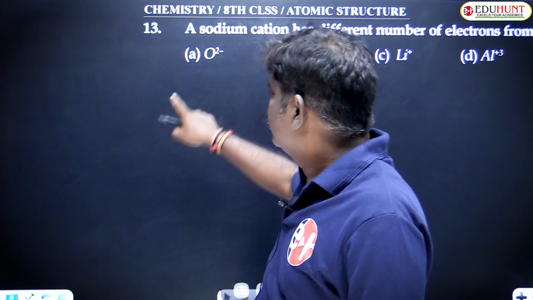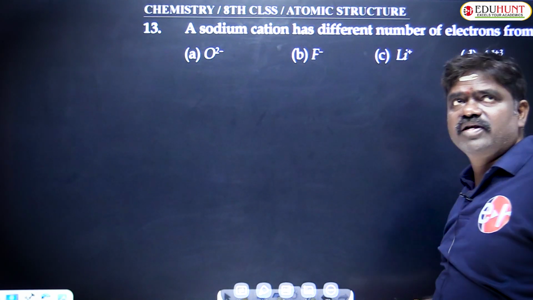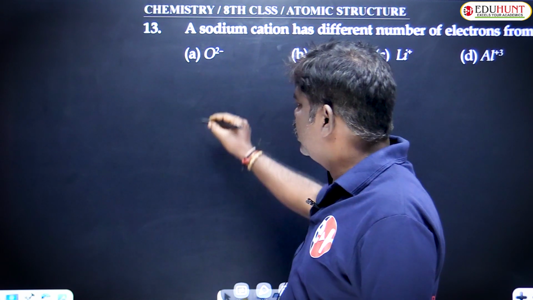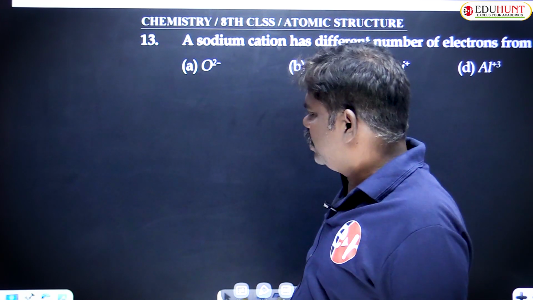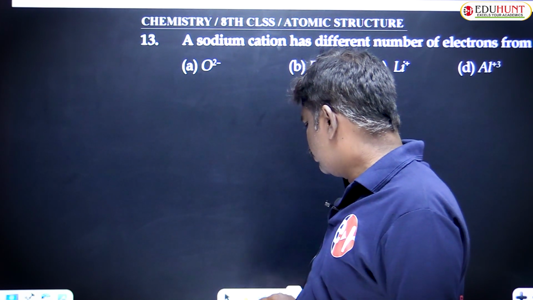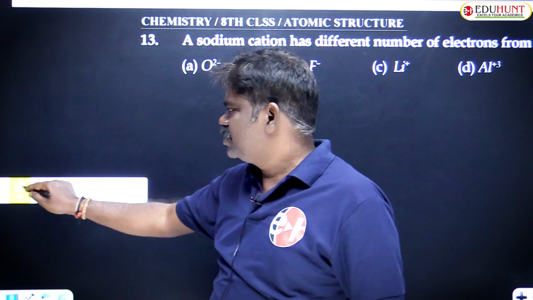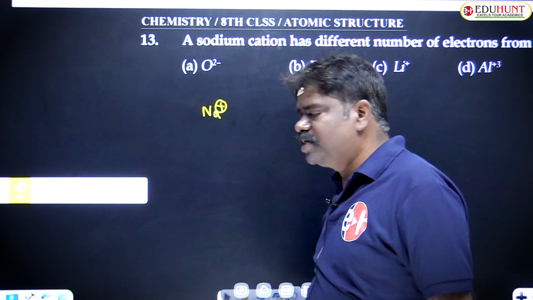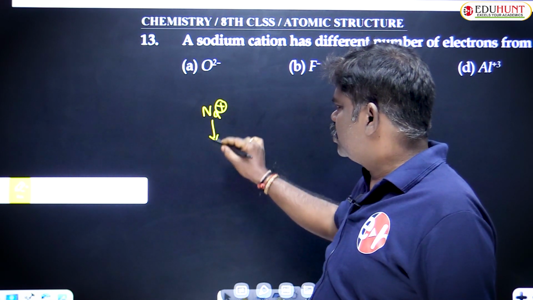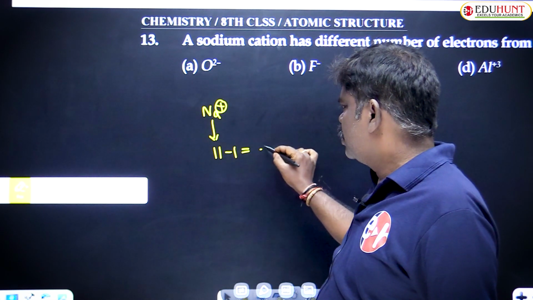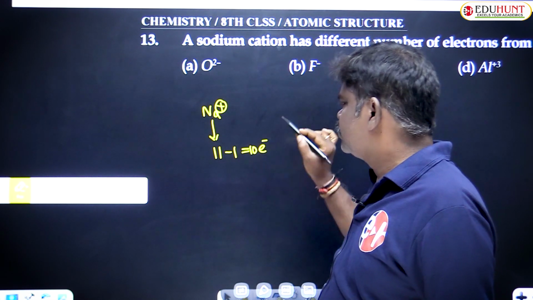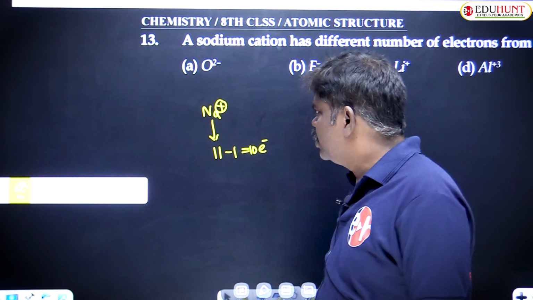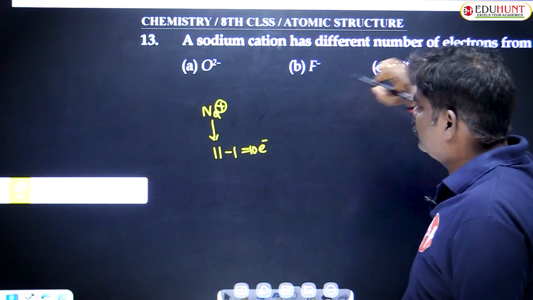The question is, a sodium cation has a different number of electrons from. Sodium cation is known as Na plus. See, Na plus contains how many electrons? Sodium atomic number is 11, 11 minus 1, so 10 electrons are present in the Na plus ion.